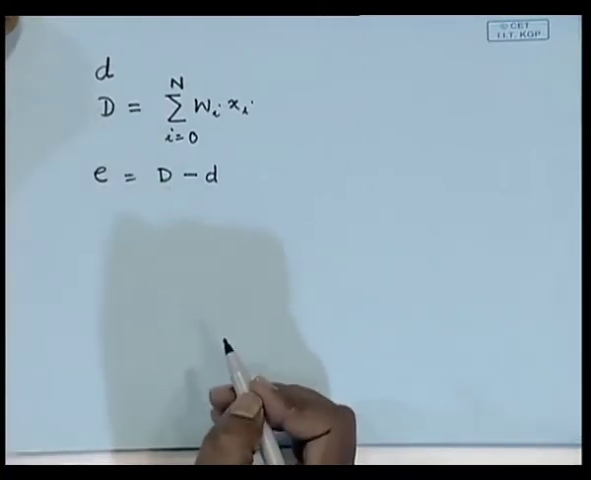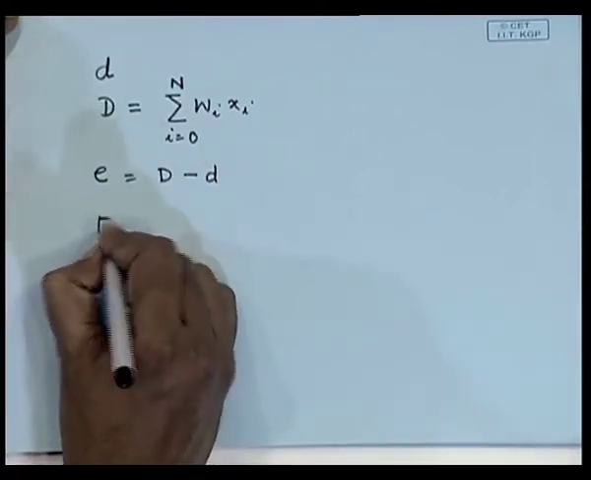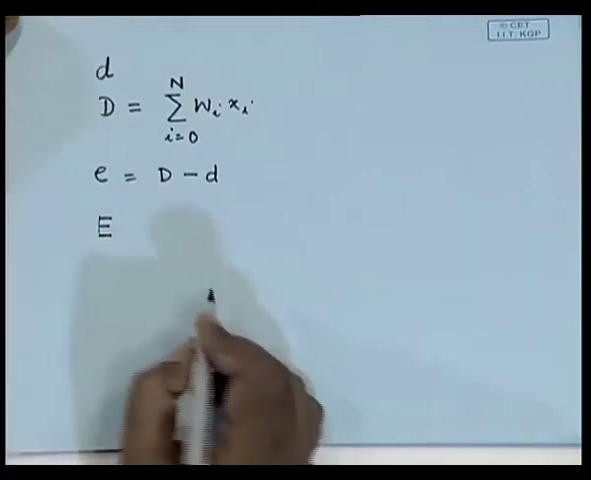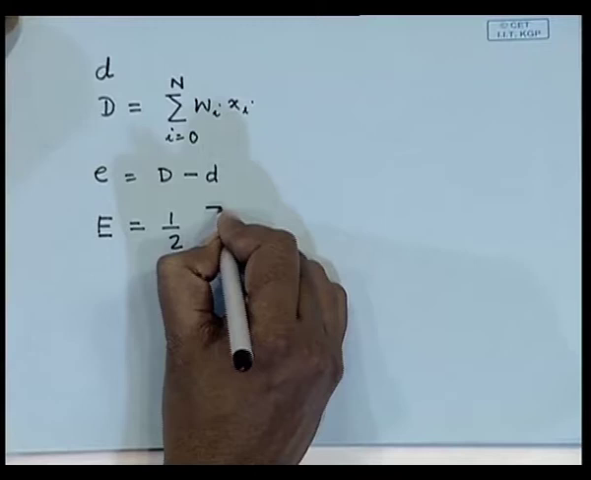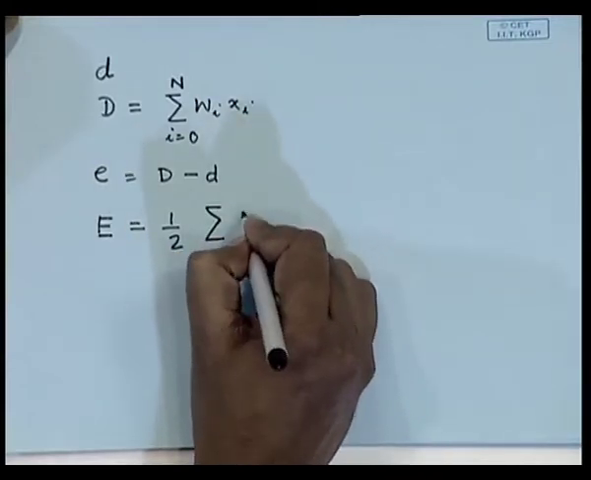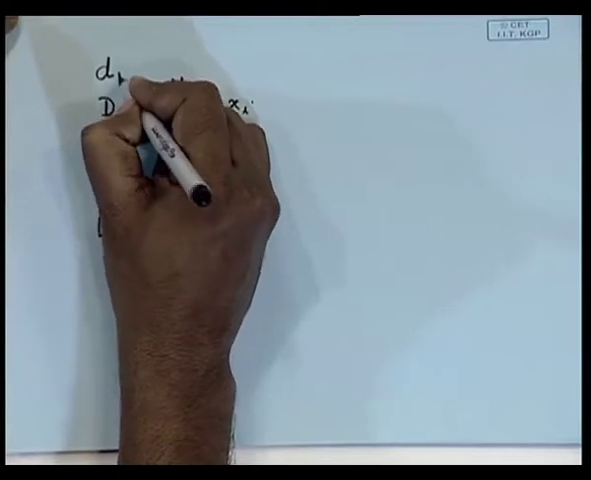I can have sum of squared error from this. So, I can say that sum of squared error, let me write it as capital E, which is nothing but half of summation of d. Let me say that this is for a pth sample.